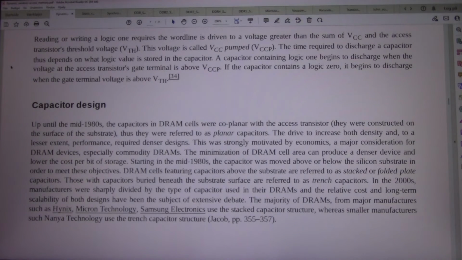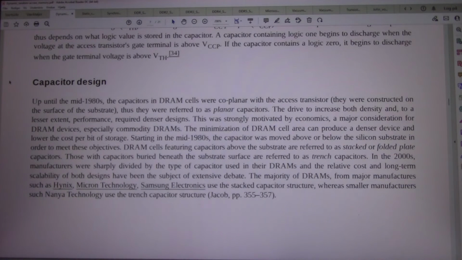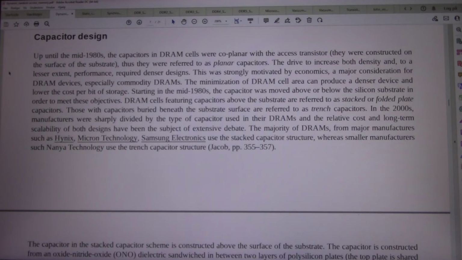Capacitor design. Up until the mid-1980s, the capacitors in DRAM cells were coplanar with the access transistor. They were constructed on the surface of the substrate, thus they were referred to as planar capacitors. The drive to increase both density and, to a lesser extent, performance, required denser designs. This was strongly motivated by economics, a major consideration for DRAM devices, especially commodity DRAMs. The minimization of DRAM cell area can produce a denser device and lower the cost per bit of storage.